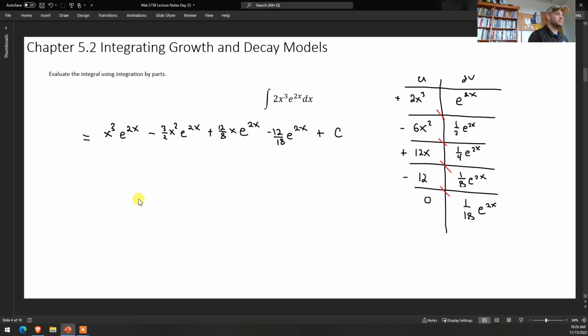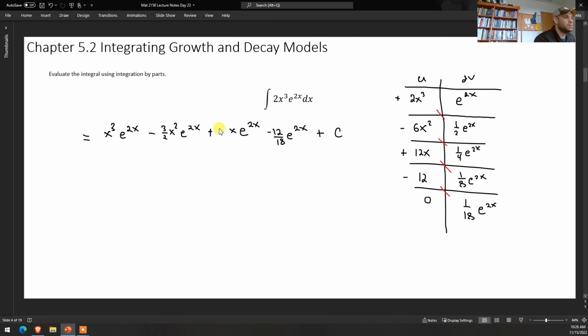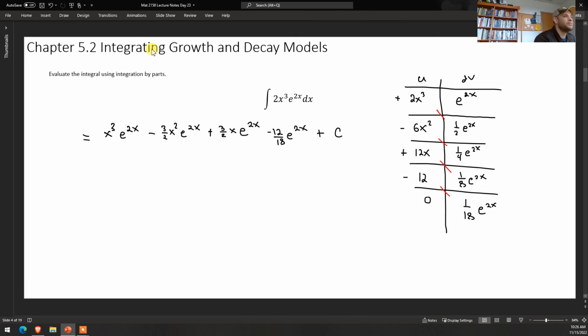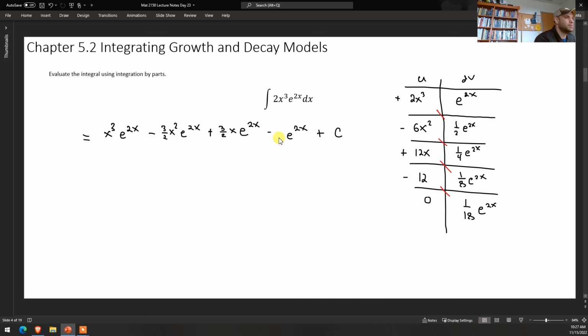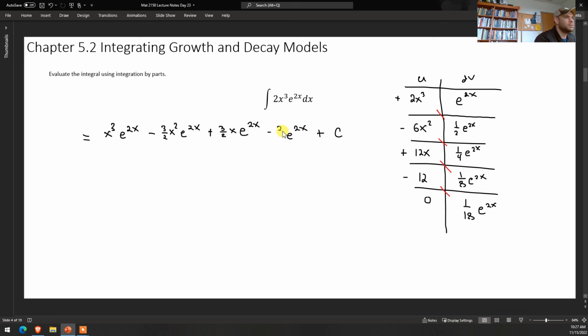Now let's do the simplification here. 12 over 8 is the same as 3 over 2. And 12 over 18 is the same as 2 over 3. And we have our answer.